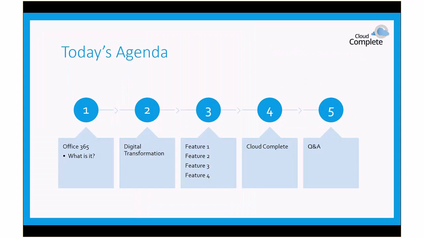So just quickly, today's agenda, we'll cover quickly what Office 365 is, and then a little bit of an overview on digital transformation, which is one of those buzzwords that tends to fly around at the moment. And we'll also get into the 4 features that we promised you when you signed up. Quickly touch on Cloud Complete, and then a Q&A at the end for anyone who's got questions.